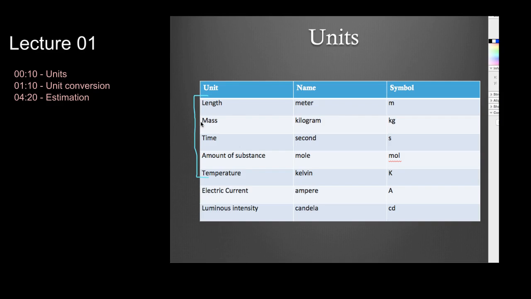Now there's some other different kinds of units that we'll talk about this semester. The volume, meters per second squared, for instance. These are derived from more than one of these 7 basic units.